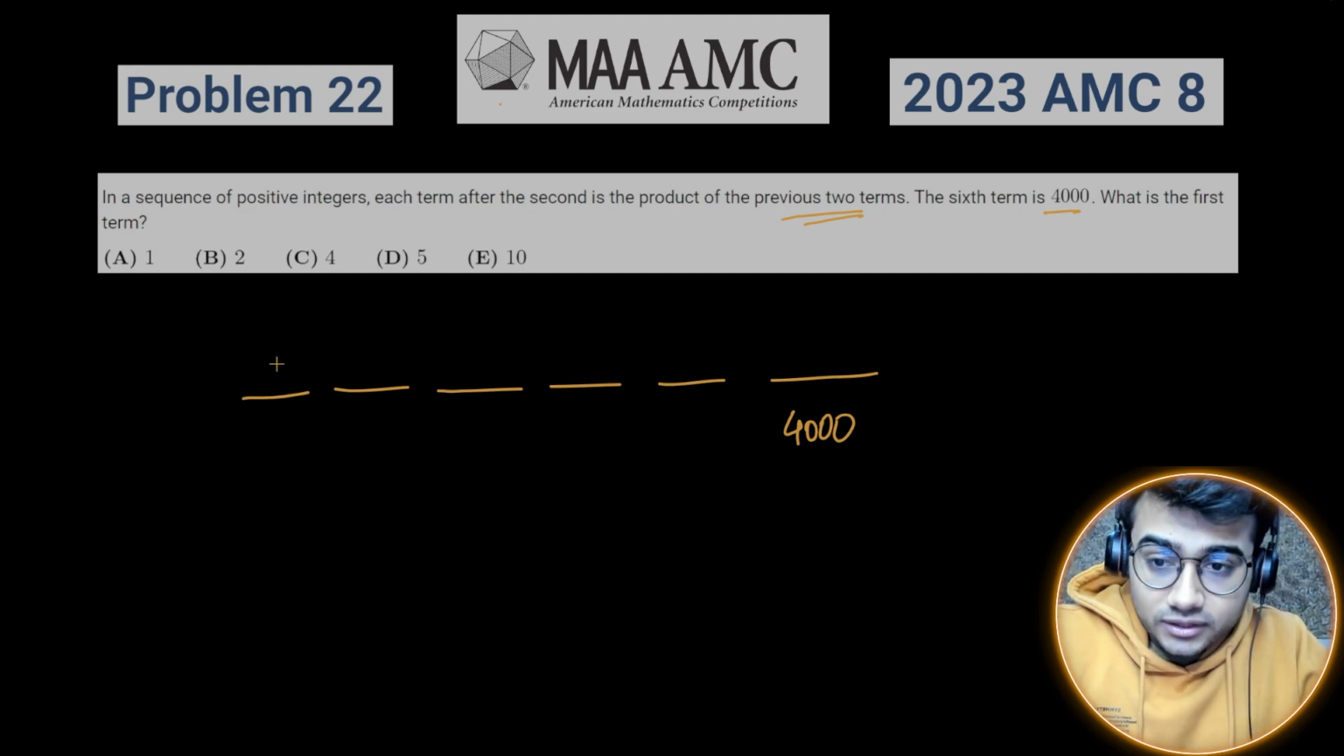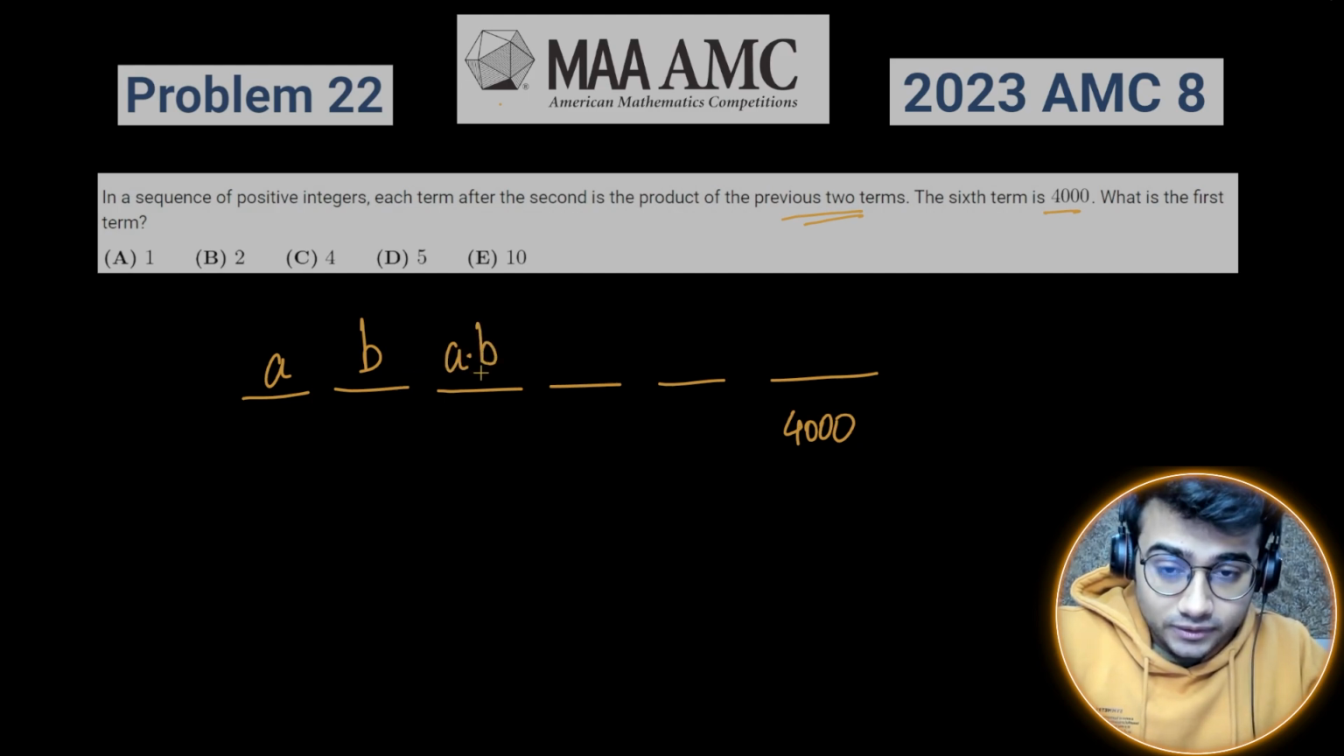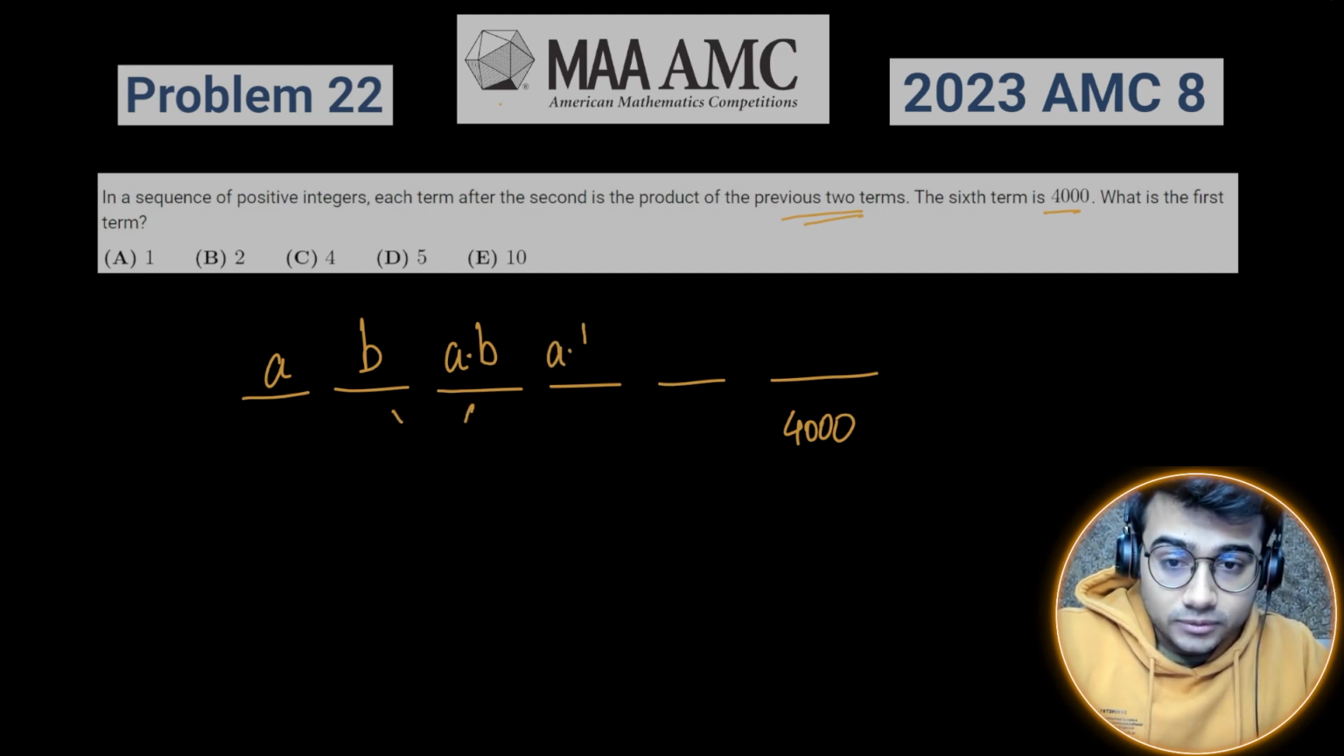Let's say that the first one is A and the second one is B. We need the first two. But after that, the third one we know. The third one is going to be the product of the previous two. So it's going to be A times B. Okay? And the fourth one is going to be the product of the second and the third one, which is going to be A times B squared. And then the one after that is going to be the product of the previous two, so that's going to be A squared B cubed.